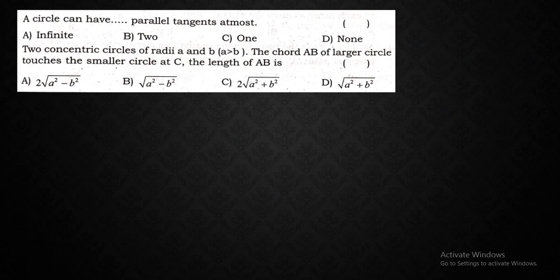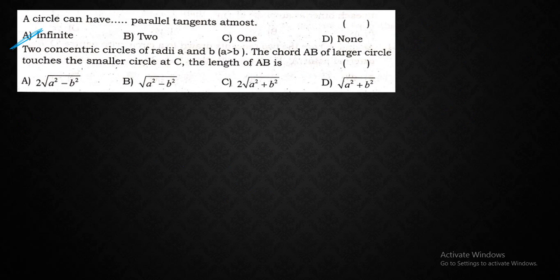Next, moving on to one more question. A circle can have dash parallel tangents at most. So how many parallel tangents can we draw to a circle? So this is nothing but my answer. We can draw infinite number of tangents which are parallel to each other, right?